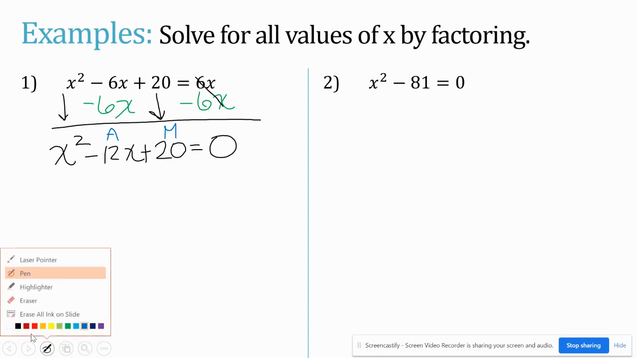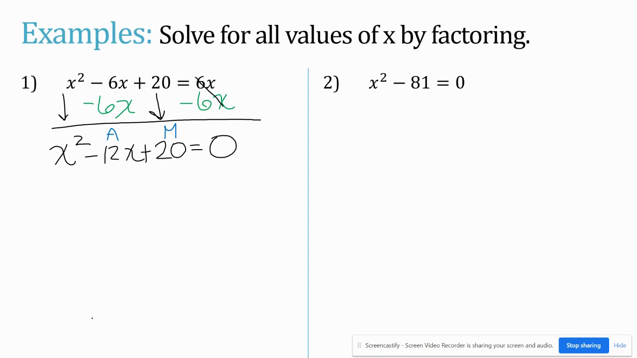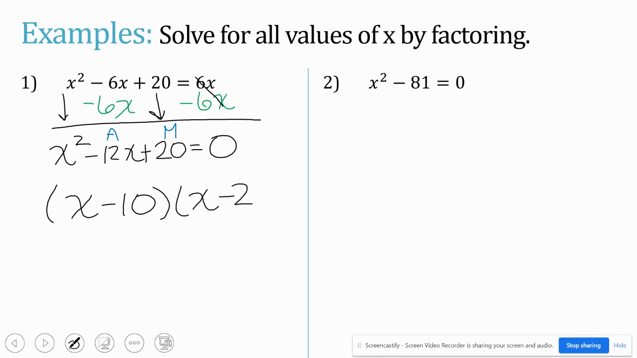So 2 numbers that multiply to 20, add up to negative 12. Create your table if you need to. But the 2 numbers that satisfy that requirement are negative 10 and negative 2. Negative 10 plus negative 2 is negative 12. Negative 10 times negative 2 is a positive 20. So I'm going to write x minus 10, x minus 2 equals 0.